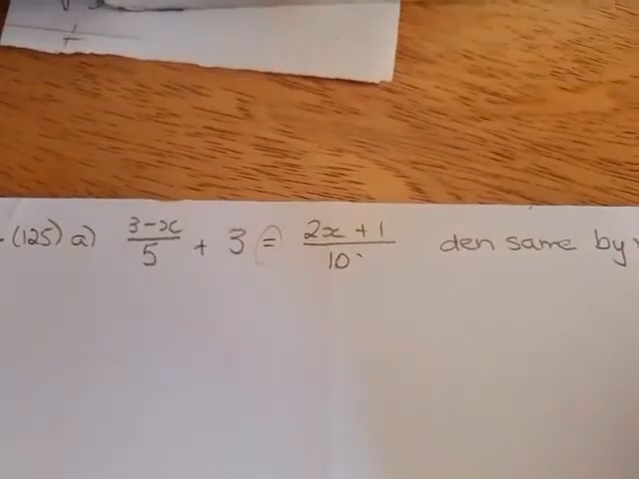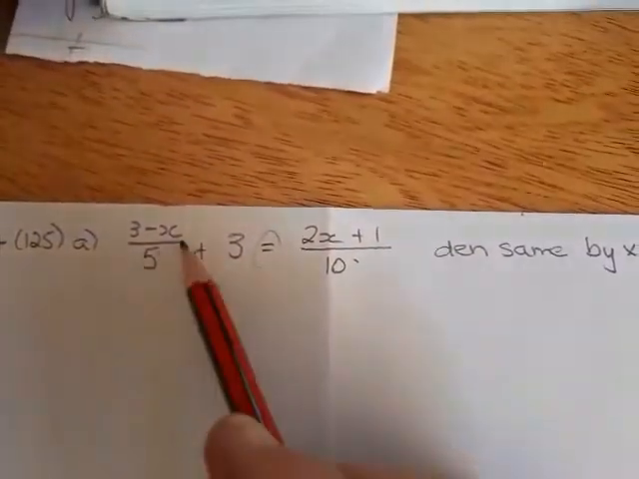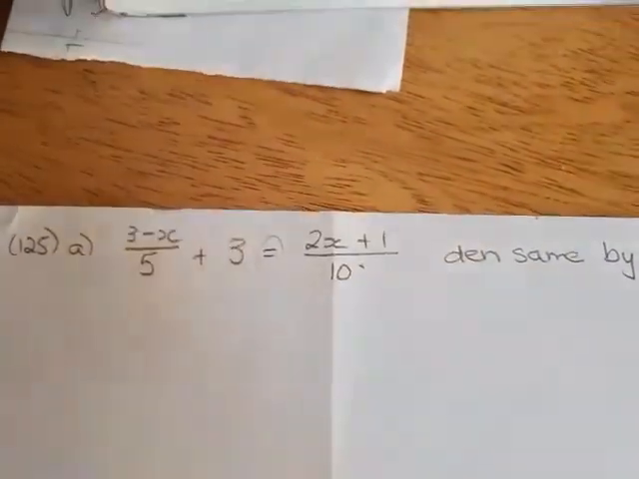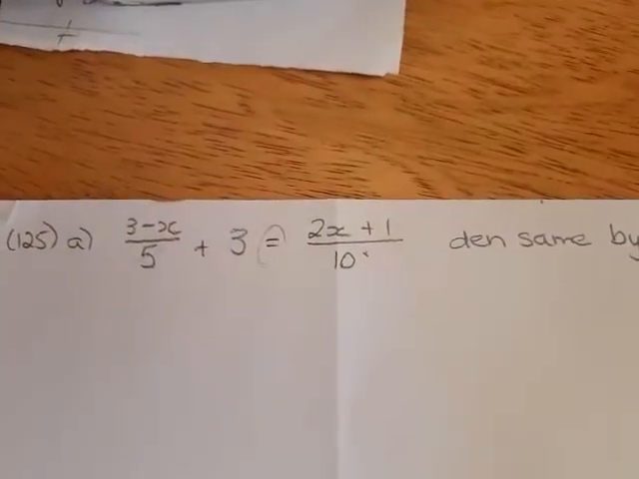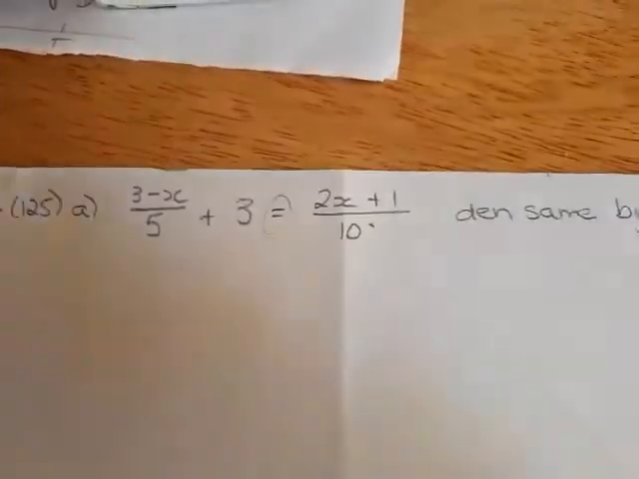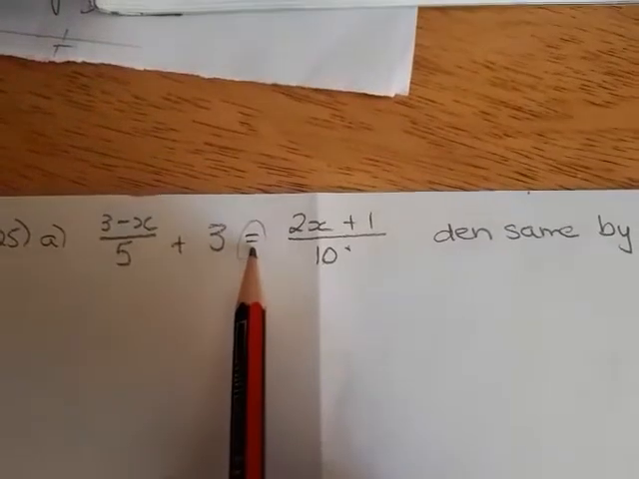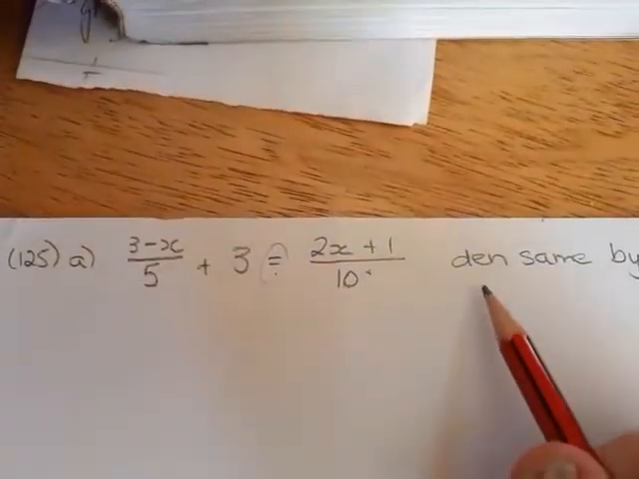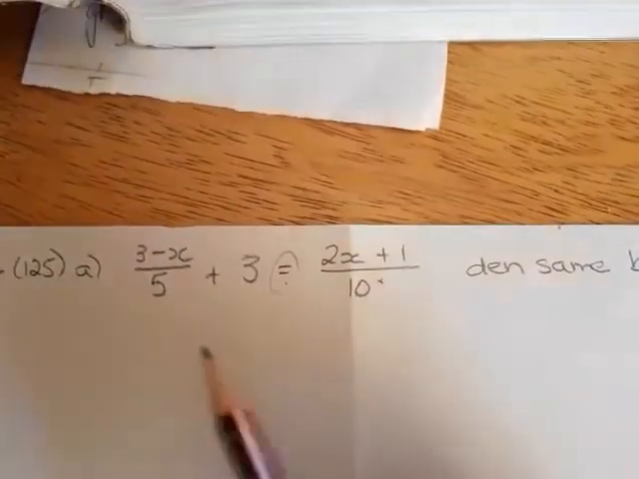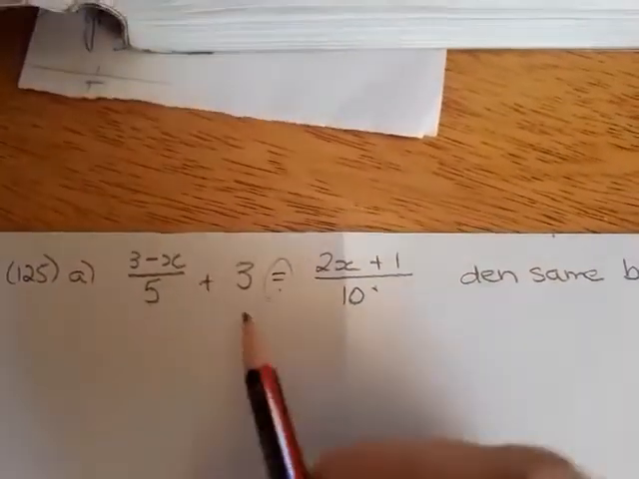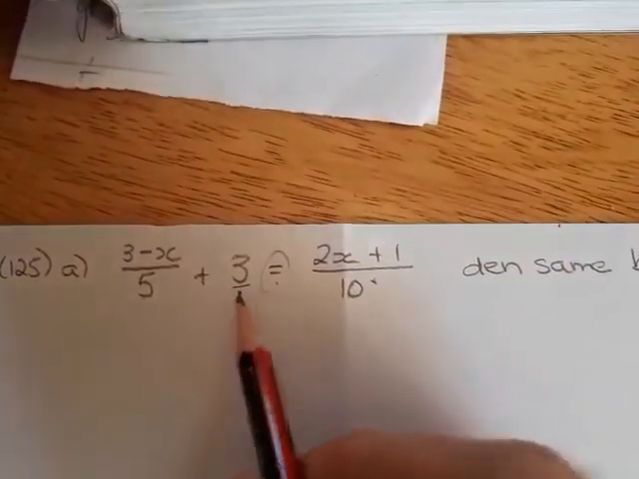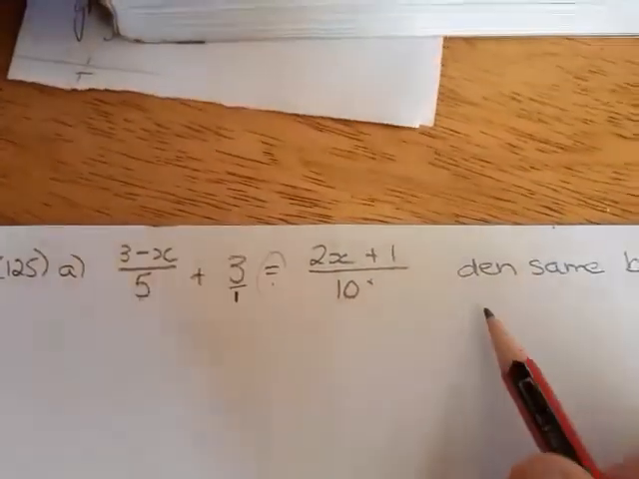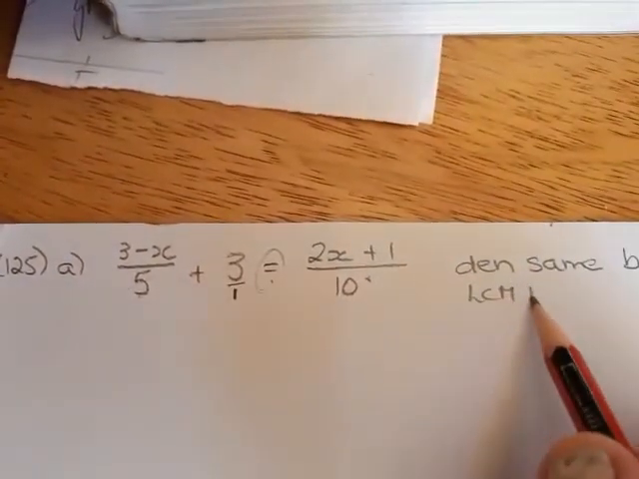If we do that, we can then actually cancel the denominators, so then we have got rid of the fractions. So that is the first thing to take note of. It's an equation and we've got fractions. So step 1 is to find the lowest common multiple. So now the lowest common multiple of 5, this denominator is 1 and 10 is 10.